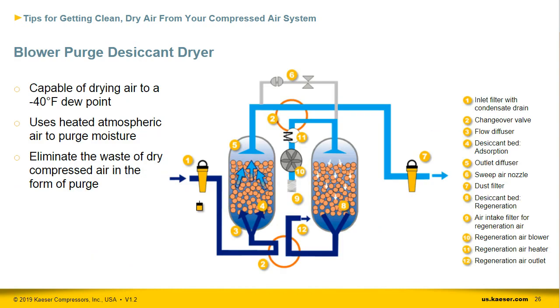Blower purge desiccant dryers can also provide a dew point of minus 40 degrees Fahrenheit. They work similarly to heated purge desiccant dryers with one important distinction. No compressed air is used to purge the towers. Instead of using a portion of the dried compressed air, a blower draws in ambient air, heats it, and uses it to purge the saturated desiccant tower. This allows for a comparatively efficient operation with no wasted purge and a low dew point. Much like the heated purge dryer, however, it's important to note that the blower heater combo does consume electrical energy when operating, so the cost and availability of power will need to be considered when planning for a blower purge desiccant dryer.